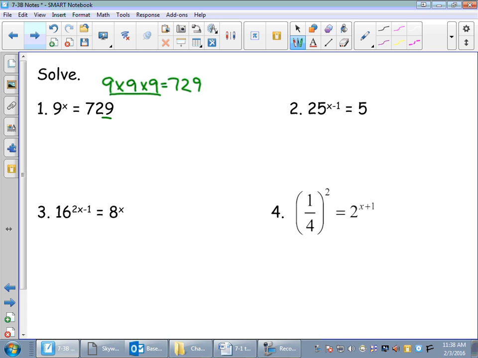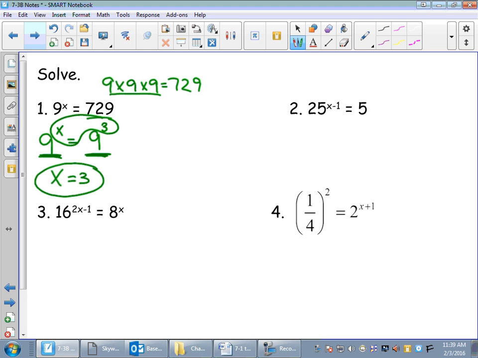So rather than writing 729, I'm going to rewrite 729 as 9 cubed. And I'm going to set it equal to the other side. So now I have 9 to some power is equal to 9 to the third power. I have this equal to this. The 9's match. Therefore, that equals that. X is equal to 3. No real work necessary there other than rewriting 729 as a power of 9.